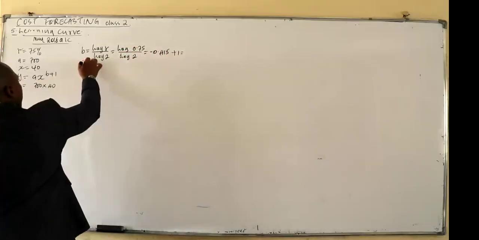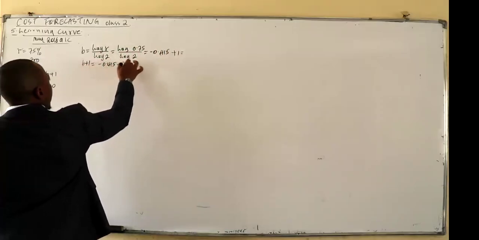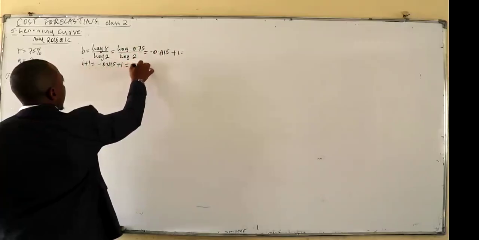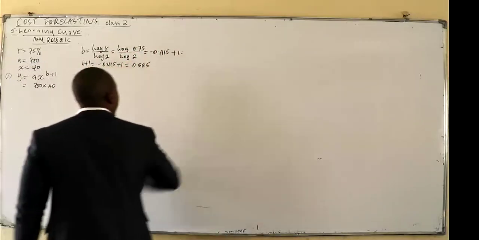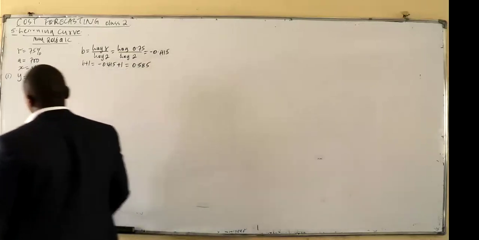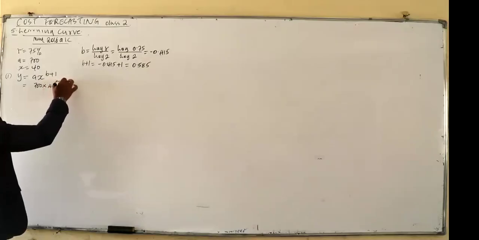Let me just do it here. B plus 1 will be negative 0.415 plus 1. You're getting 0.585, good. So therefore, B plus 1 is the power 0.58.